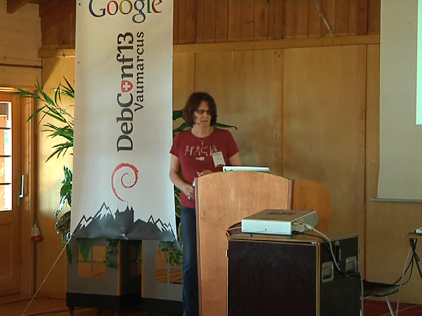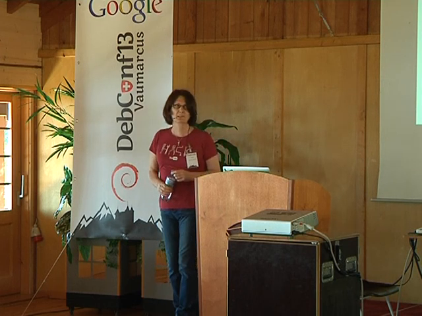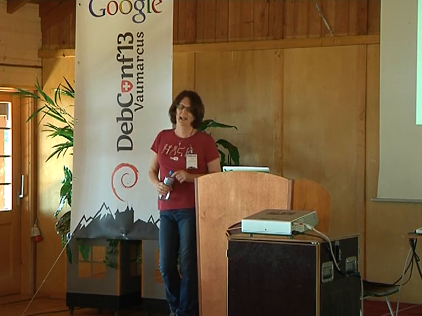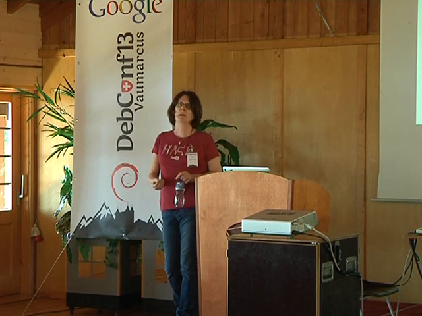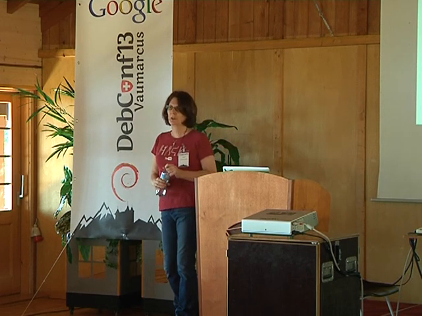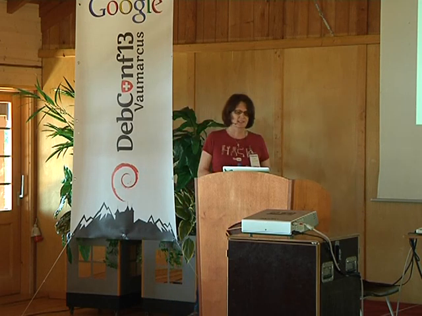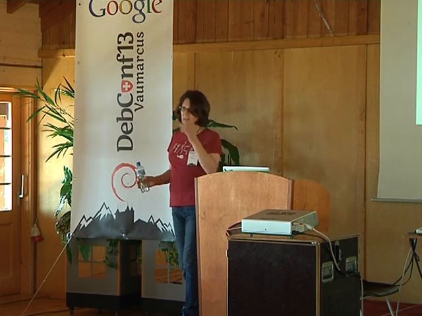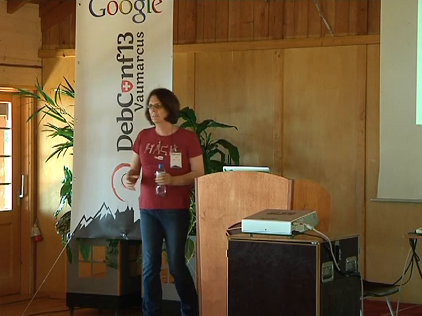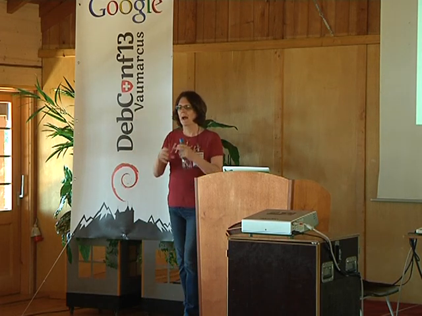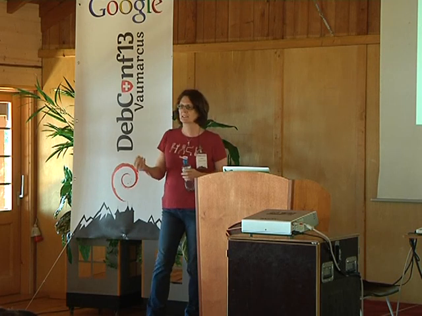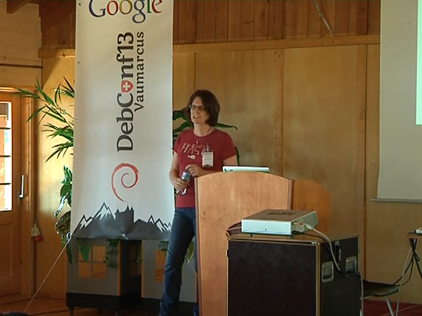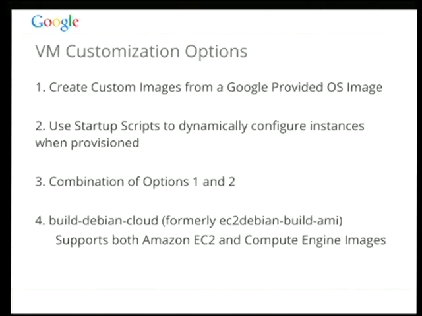So the first way to customize your image is to take a Google-provided OS image, customize it, and put it back into Compute Engine so it's accessible for you whenever you provision new instances. And we'll go through that process in a second. Also, you can use startup scripts to dynamically configure your instances. It may well be that you have a base build and a base setup, but you have startup scripts for various different use cases and purposes. The startup scripts are kind of similar to rc.local, in that they install software at boot time.